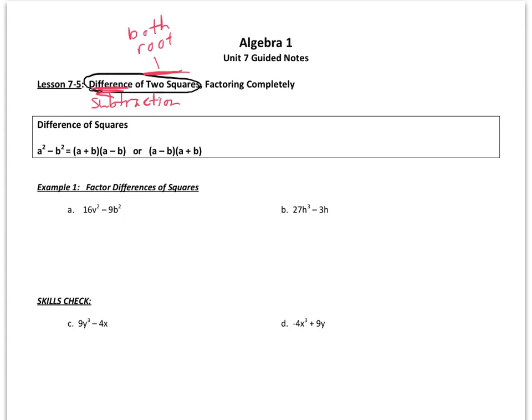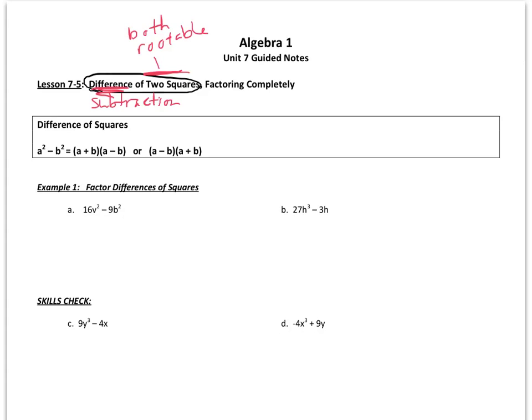rootable. If that's a word, I'm going to use it anyway. But you can take the root of both of them. For example, a 2 would not be rootable, but a 4 would be. A 5 would not be rootable, but a 9 would be. An x squared would be rootable, and things like that. So you have to have two terms that are rootable, and they have to be subtracted from each other.